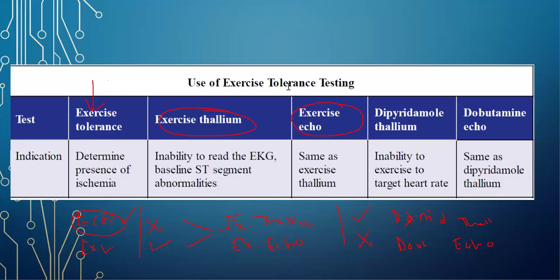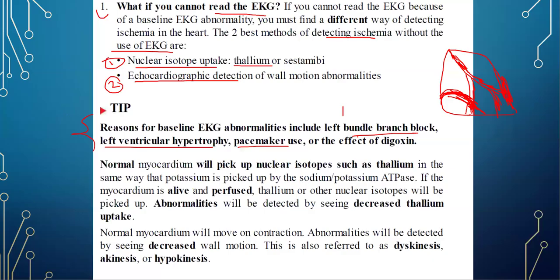Yes, Dr. Sidra. So thallium scan with dipyridamole for perfusion defect and dobutamine echo for wall motion defect. That's right. So echo can only look at the wall motion, and thallium scan looks for perfusion. Okay. And the baseline ECG abnormalities are: left bundle branch block, left ventricular failure, if a patient is on a pacemaker, or if a patient has ECG changes suggesting digoxin toxicity.